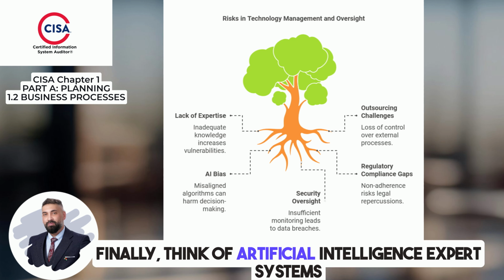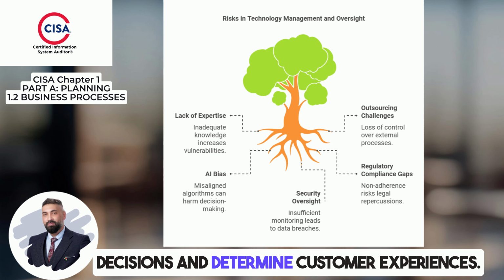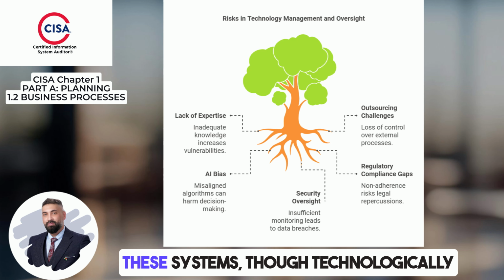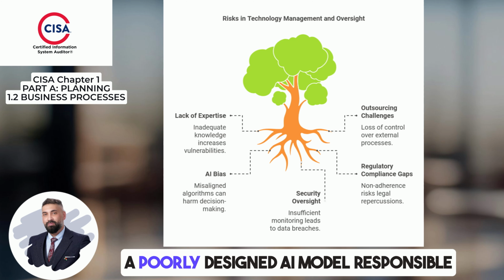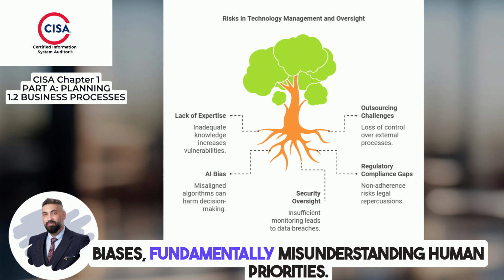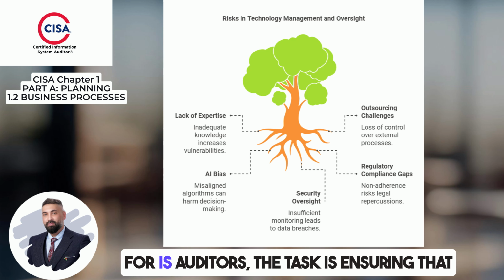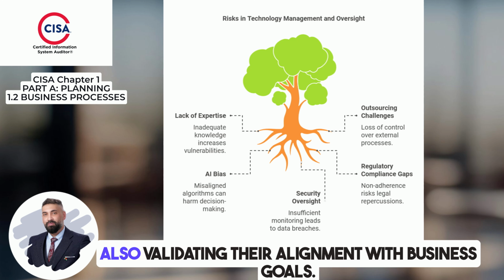Finally, think of artificial intelligence expert systems and CRM platforms, domains where algorithms drive decisions and determine customer experiences. These systems, though technologically potent, can amplify risks. A poorly designed AI model responsible for credit scoring could unintentionally reflect biases, fundamentally misunderstanding human priorities. For IS auditors, the task is twofold: ensuring that such systems adhere to transparent, ethical standards, while also validating their alignment with business goals.